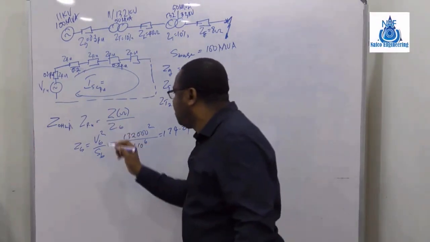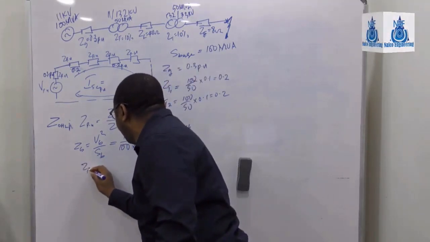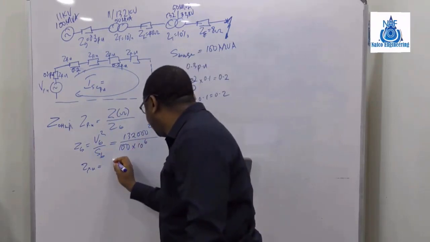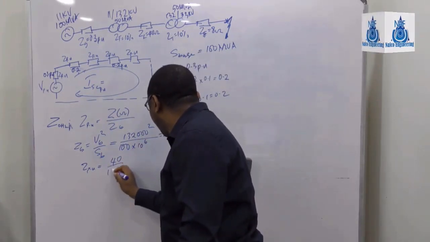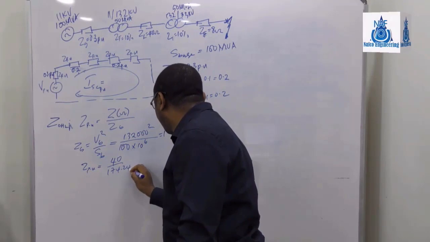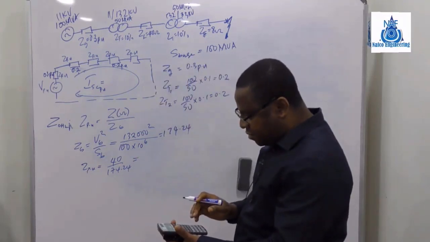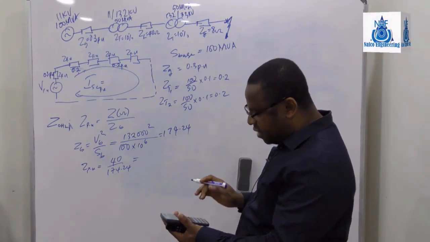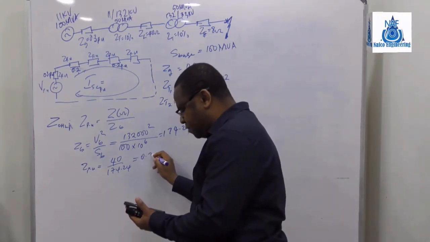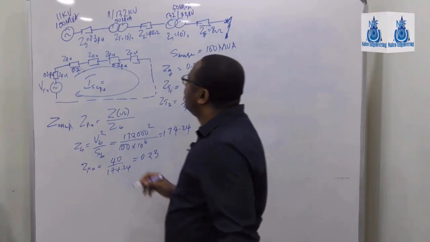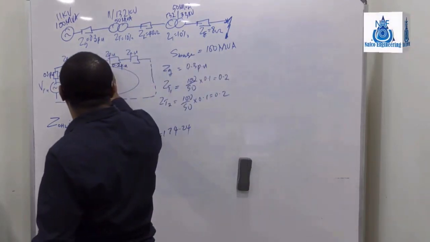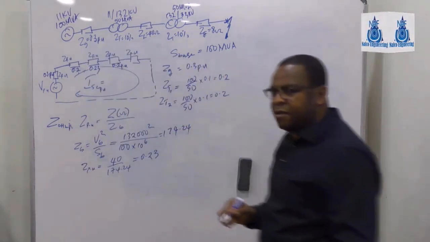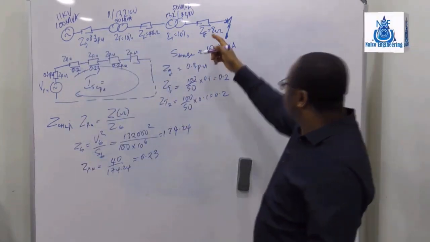Okay, so that means that the Z in per unit will now be, we take that 40, divide by 174.24. Okay, so 40 divided by that is 0.23. So here is 0.23.